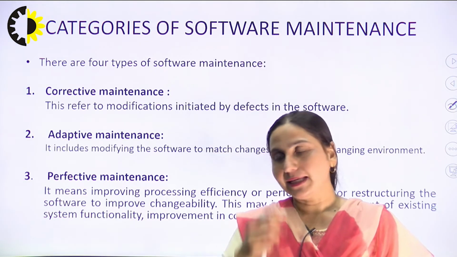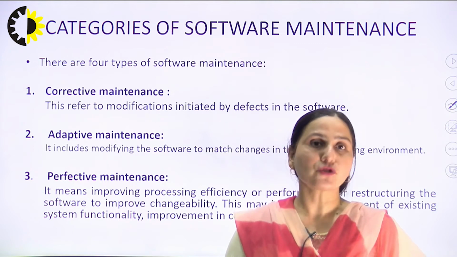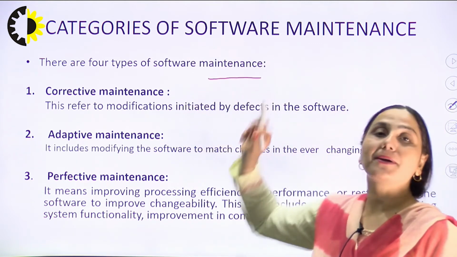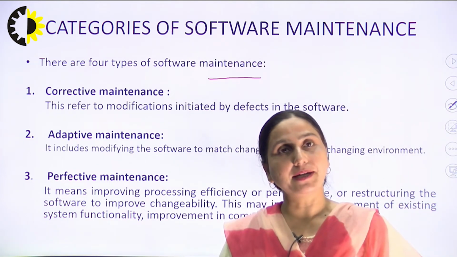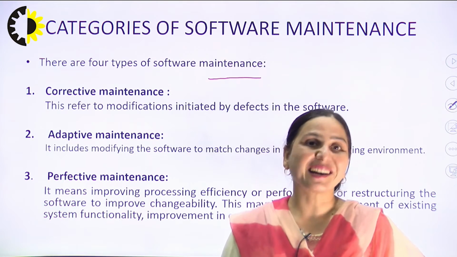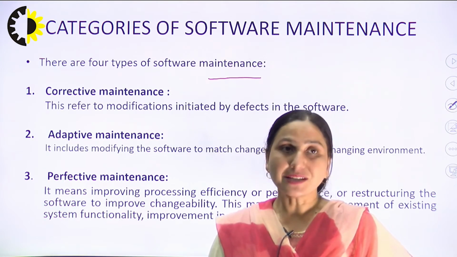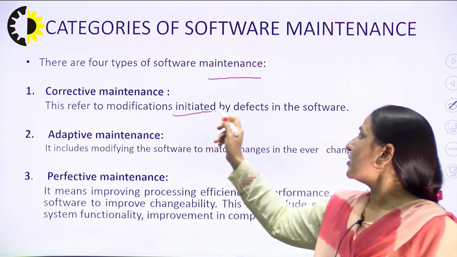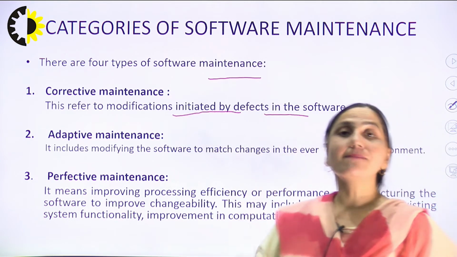Now, let's discuss the different categories of software maintenance. There are basically 4 types of software maintenance. Now, what are those different types of maintenance? We will discuss each and every maintenance one by one. First comes corrective maintenance, right? This refers to the modification that is initiated by the defects in the software.